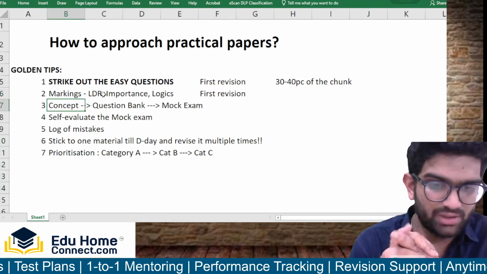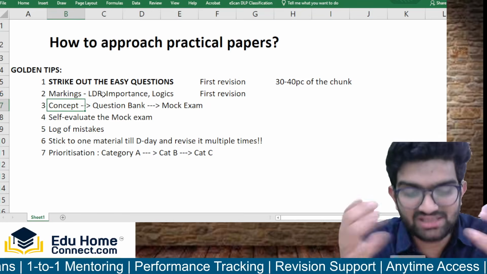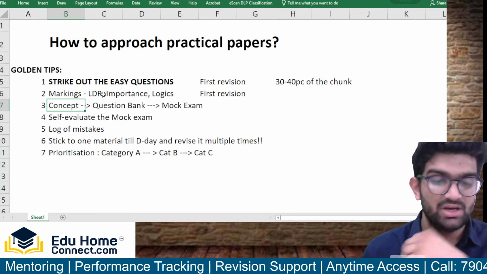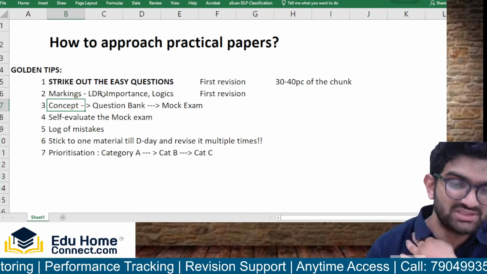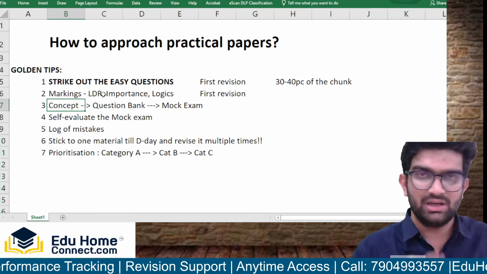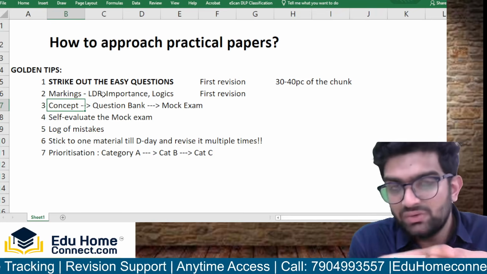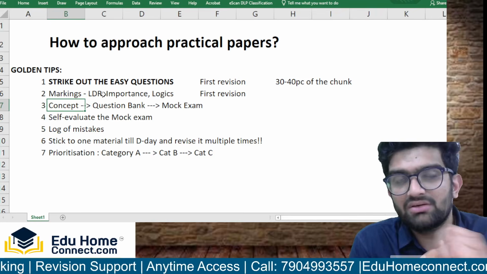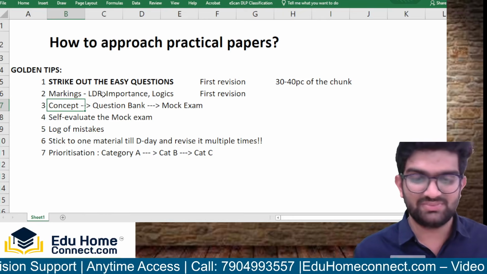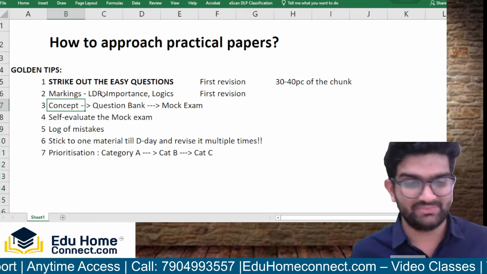And talking about the flow of events, people often mess up with this. A very obvious step, but I see that people often mess up with this. You need to first study the concepts, provisions, and then go to the question bank and then go to the mock exam. In financial reporting or accounts, I often see that people directly jump to the question bank without studying the concepts, without understanding the concepts. Now this is not really advisable. Stick to the flow. First concept, then question bank, and then your mock exams.